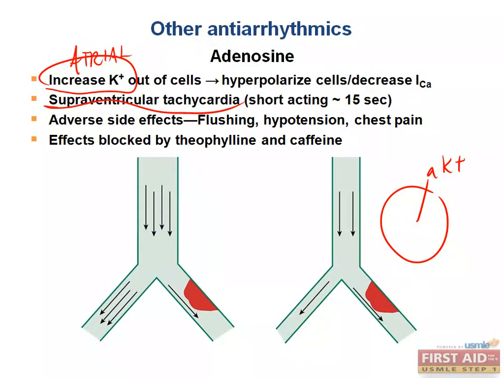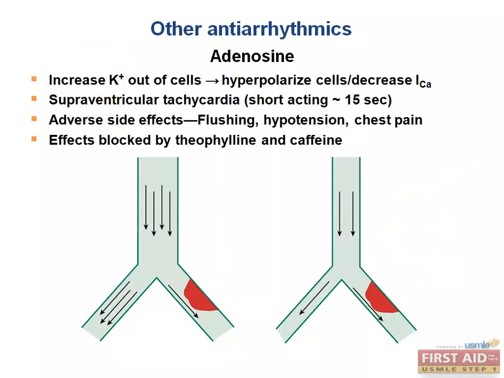The adverse side effects of hypotension and flushing are directly related to the mechanism that it stimulates vascular smooth muscle cell relaxation, because it causes an increase in cyclic AMP and inhibits myosin light chain kinase from phosphorylating those myosin heads, and they can't return to their cocked state to contract again. So by preventing the vasoconstriction, we decrease the total peripheral resistance. Remember, blood pressure equals cardiac output times total peripheral resistance.